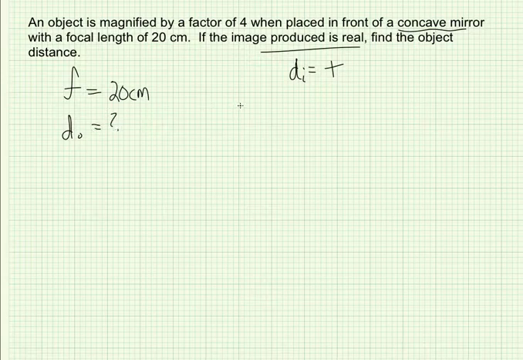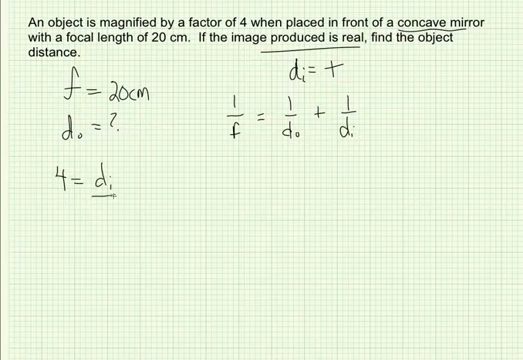Right off the bat, I know I'm going to be using my mirror equation, but just like before, we have a problem, and that problem is that I have two unknowns, DO and DI. But the fact that I know I have the magnification of 4, and that magnification is a ratio of the image distance to the object distance, I can now say that DI is simply 4 times DO. Now I have to pay attention to signs. Since it's a real image, that's going to make this a positive 4 DO.